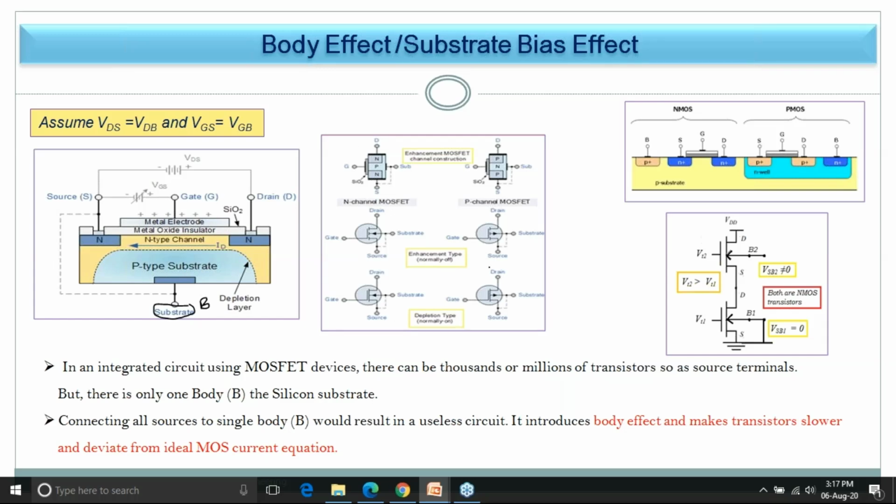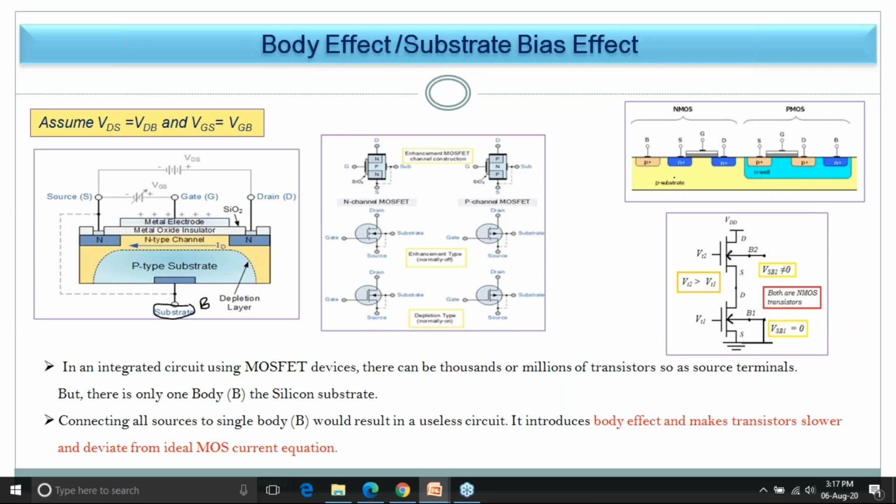Now in this particular symbol diagram also, I told you that this dotted line indicates the source is connected to substrate or body. In P channel also it is connected like this. Now in an integrated circuit using MOSFET devices, there are thousands or millions of transistors, and if thousands of transistors, it means there are thousands of sources, but there is only one body, that is silicon substrate. If I am considering this NMOS PMOS structure, this is nothing but NMOS PMOS combination, that means CMOS, but I'm not going towards the CMOS.